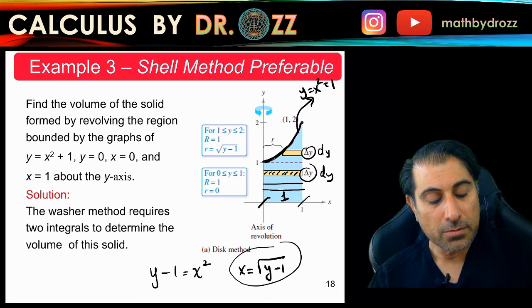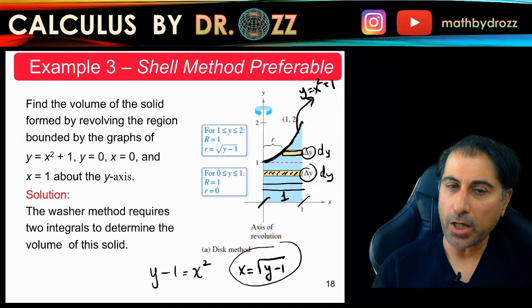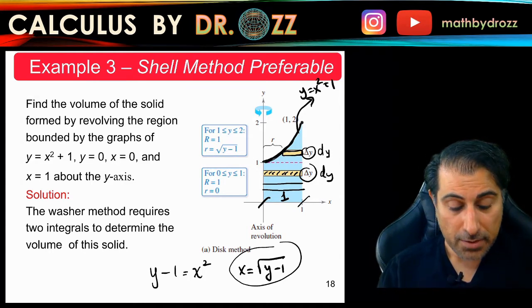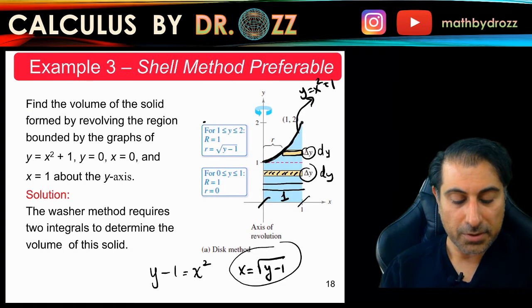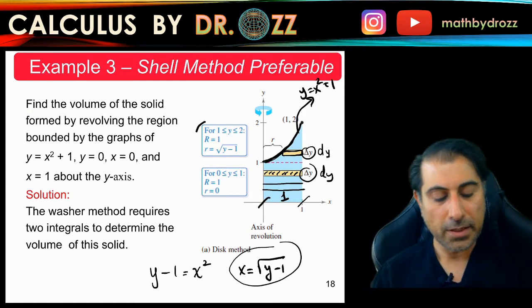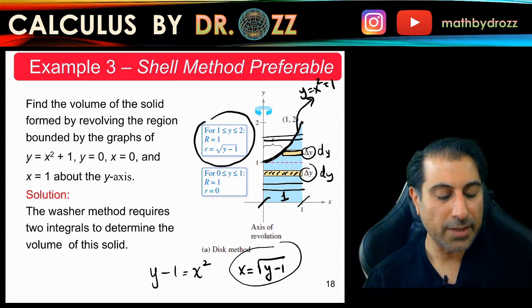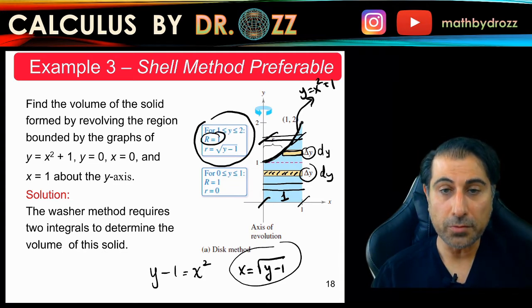Whereas here, you have inner and outer radii, so it's more like a washer technique that you're going to rely on. All right, so let's just talk about a little bit here. Here, the outer radius obviously is always 1, right? So this length here is always 1. So that's why we have capital R equals 1.